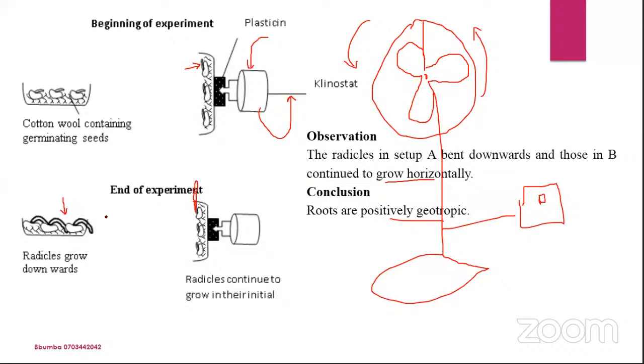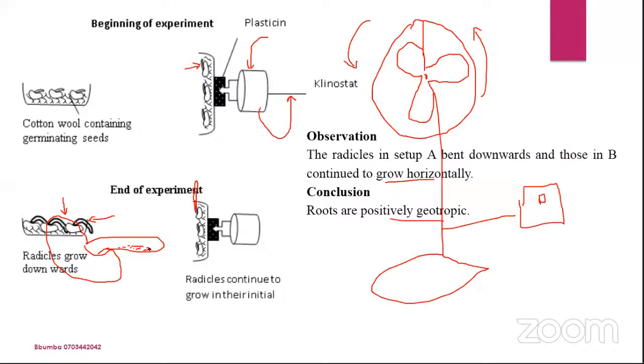But in the roots, what actually happens is this. I'm now magnifying this root. Hope you can hear me well now. Here you're going to have auxins being pulled down due to gravity. You can see the auxins are being pulled down.